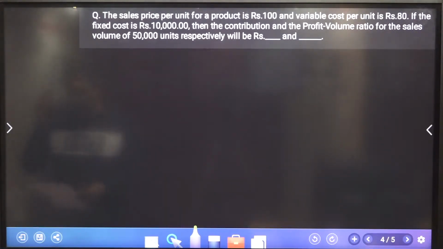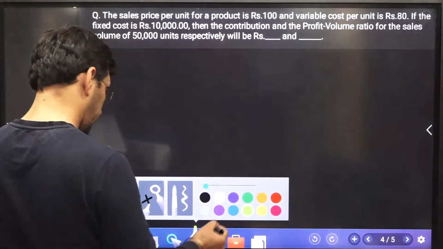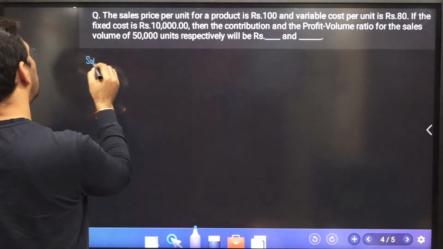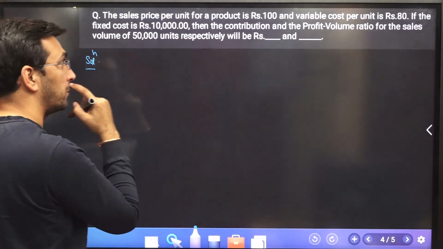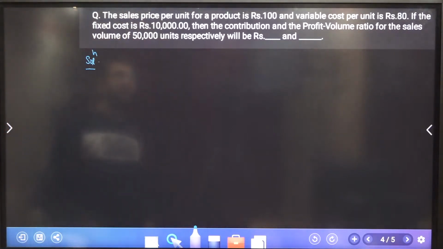Just go through it. This is a break-even analysis. This question is based on break-even analysis. I don't know how many of you have heard this term, but if you have heard it, you will be able to do it. If you have not heard it, you will not be able to do it. So what does break-even analysis say?